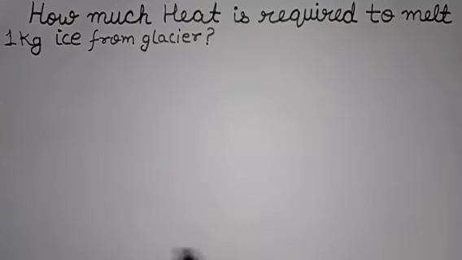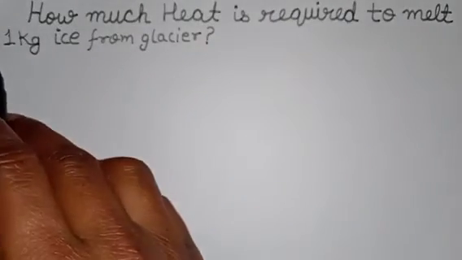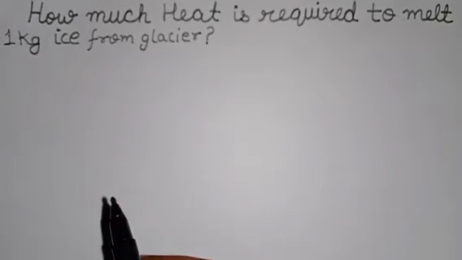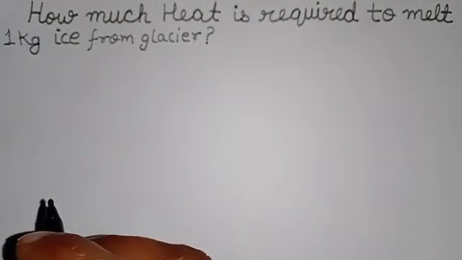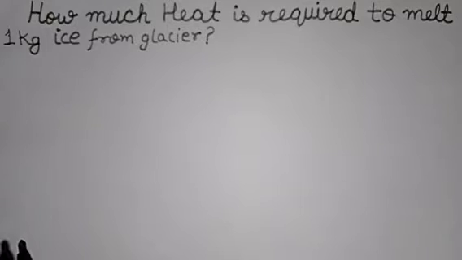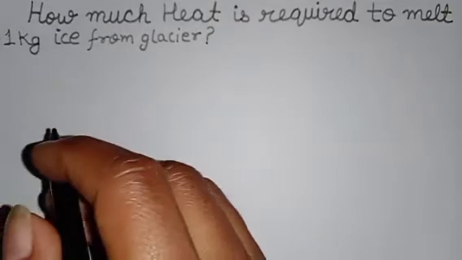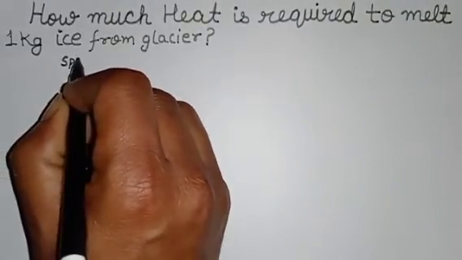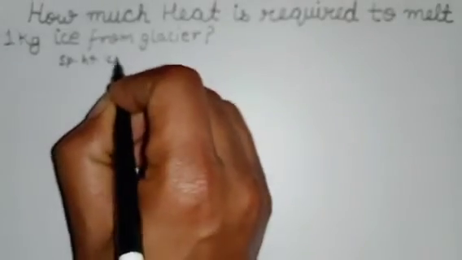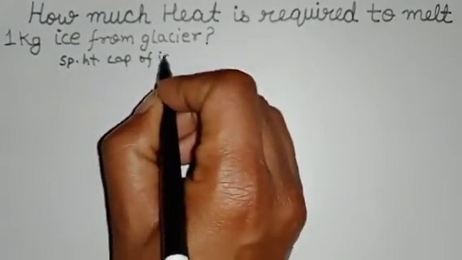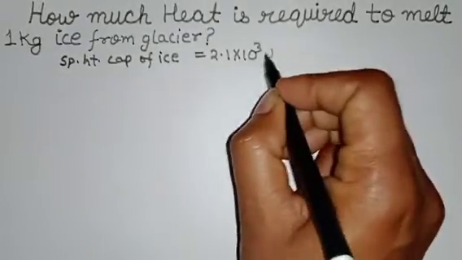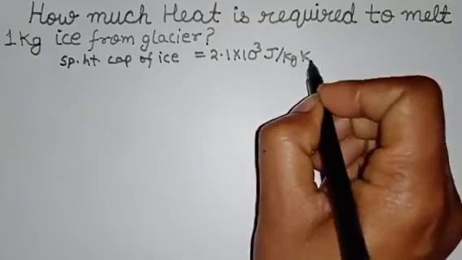So let's see, if we want to melt 1 kg of ice from a glacier, how much heat would it require? For that we need certain known constant values so that we can calculate it. The first thing we require is the specific heat capacity of ice, which is 2.1 into 10 to the power 3 joule per kg Kelvin.